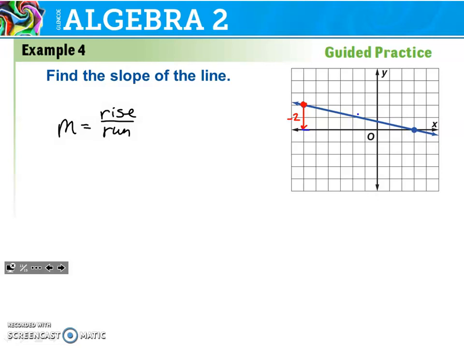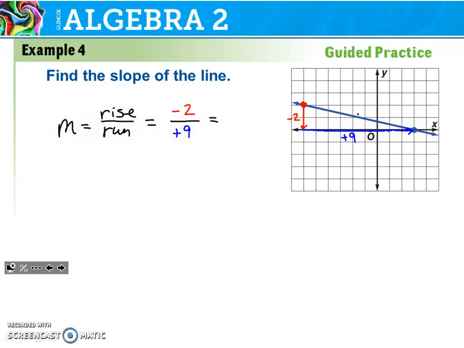And then my run is going to be 1, 2, 3, 4, 5, 6, 7, 8, 9. Over 9. Did I count that right? 1, 2, 3, 4, 5, 6, 7, 8, 9. Yep. And that is to the right 9. So since that's to the right 9, I'm going to put a positive 9 there. Positive 9. So my rise was negative 2 because I was going down. My run was a positive 9 because I was going to the right. And I've got a negative 2 divided by a positive 9.